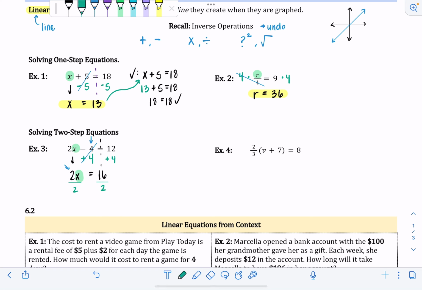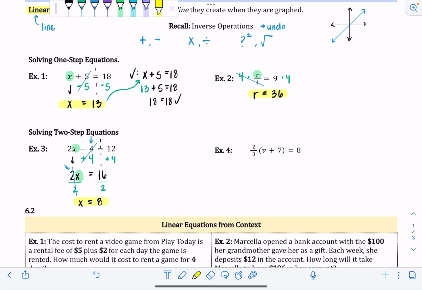Same thing, divide the right side by 2 as well. And then 2 divided by 2 is just 1. So it would end up being a 1x, but we don't need to write the 1 in front. That's just kind of what we're going for. And then 16 divided by 2 is 8. So we end up with x equals 8.